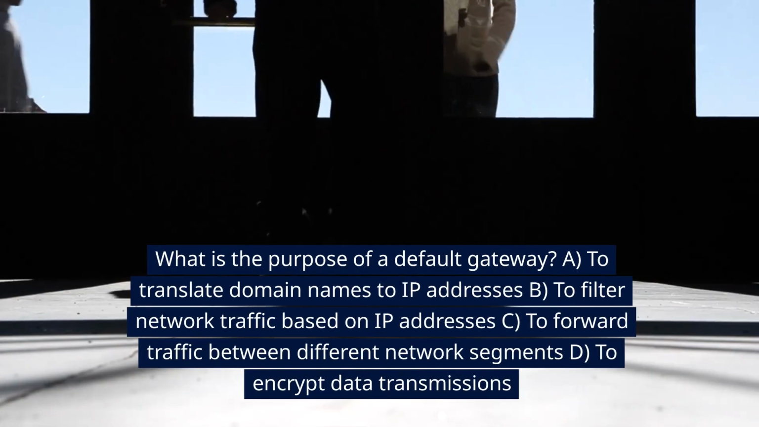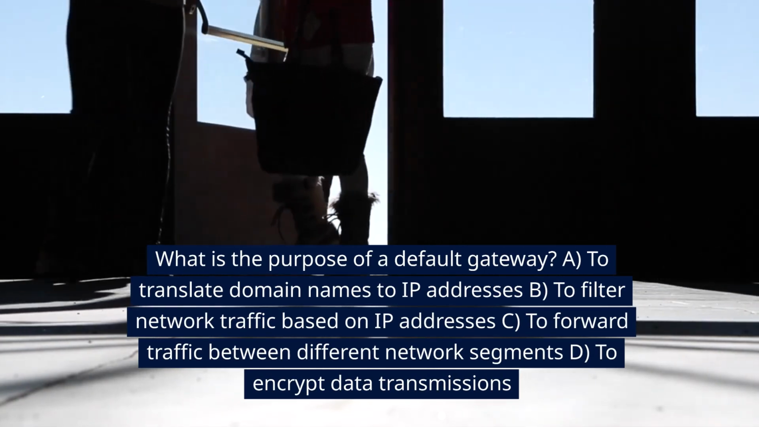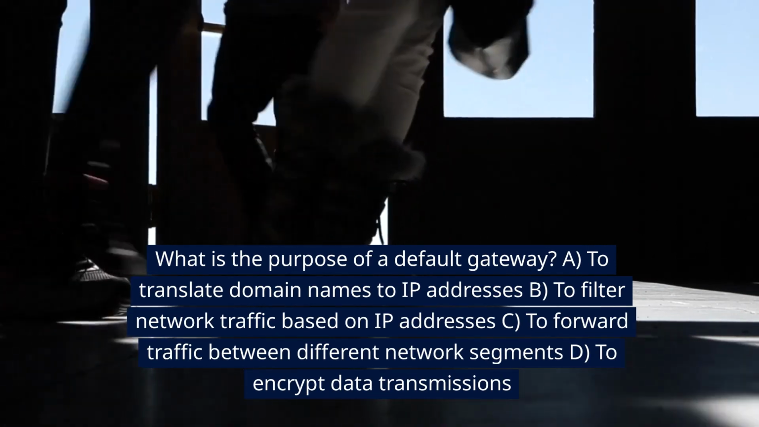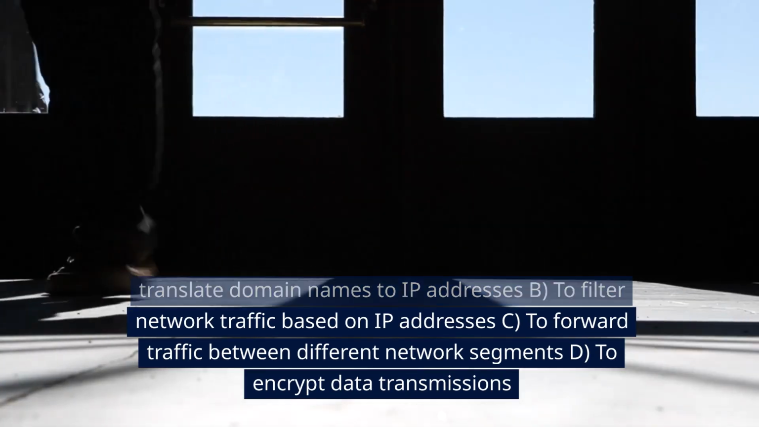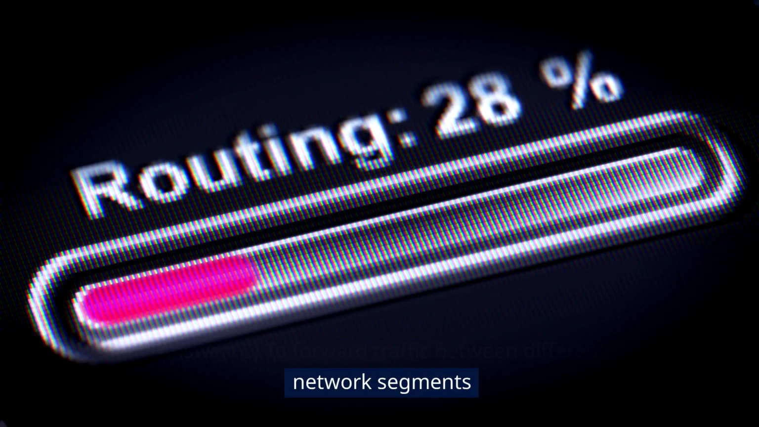What is the purpose of a default gateway? A. To translate domain names to IP addresses. B. To filter network traffic based on IP addresses. C. To forward traffic between different network segments. D. To encrypt data transmissions. Answer: C. To forward traffic between different network segments.